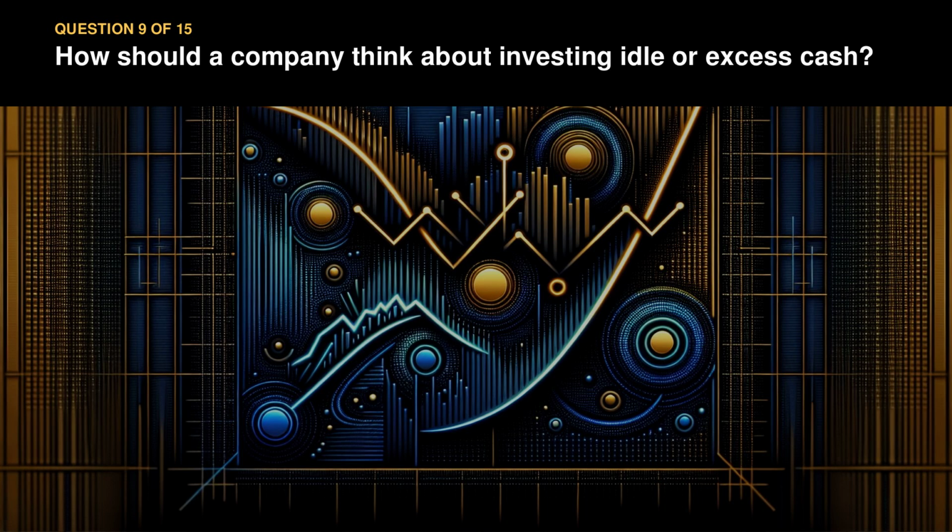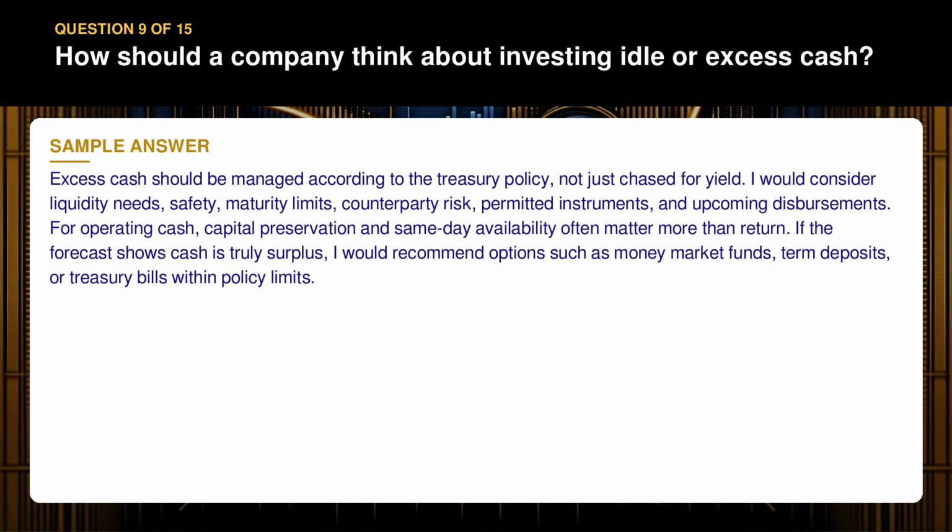Question 9. How should a company think about investing idle or excess cash? Excess cash should be managed according to the Treasury policy, not just chased for yield. I would consider liquidity needs, safety, maturity limits, counterparty risk, permitted instruments, and upcoming disbursements. For operating cash, capital preservation and same-day availability often matter more than return.